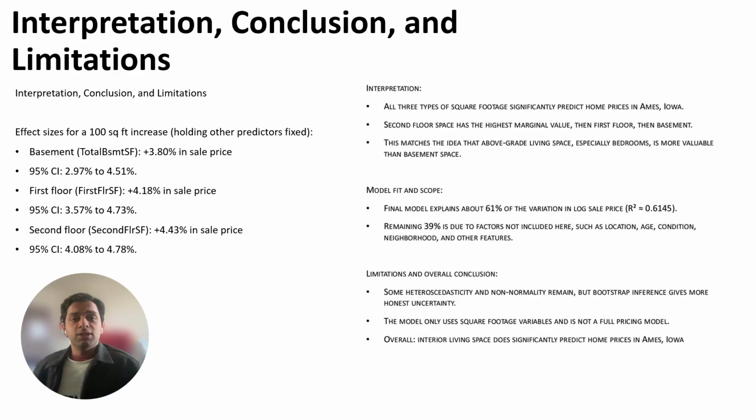For the interpretation, for every extra 100 square feet of basement, about a 3.8% increase in price, 100 square feet in first floor, about 4.2%, and about 4.4% for the second floor. So even though some assumptions are still imperfect, using bootstrap and cross-validation gives us a much more reliable inference. We can confidently say square footage does significantly predict home prices. Interior square footage does significantly predict home prices in Ames, Iowa.